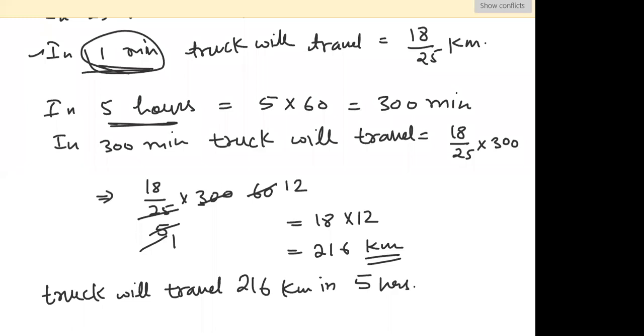Let's see whose answer is right. So in 1 minute, the truck will travel 18 upon 25 kilometers. In 5 hours, first we have to find how many minutes there are: 5 multiplied by 60 is equal to 300 minutes. Then if in 1 minute the truck travels 18 upon 25 kilometers, in 300 minutes the truck will travel 18 upon 25 into 300. So just do a little bit of calculation and you will get the answer 216 kilometers.